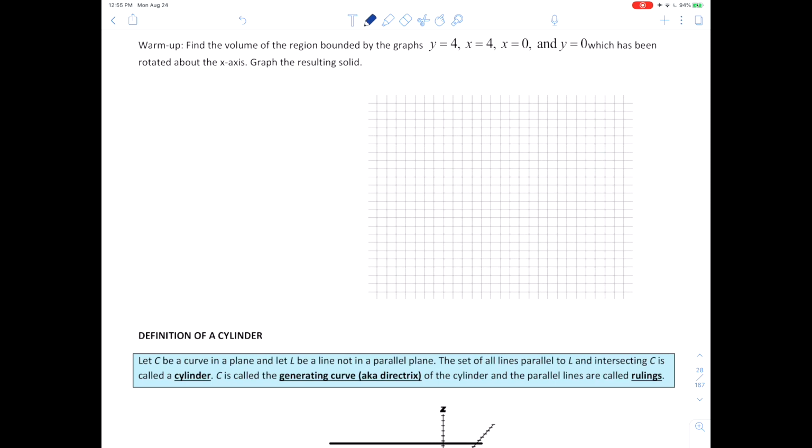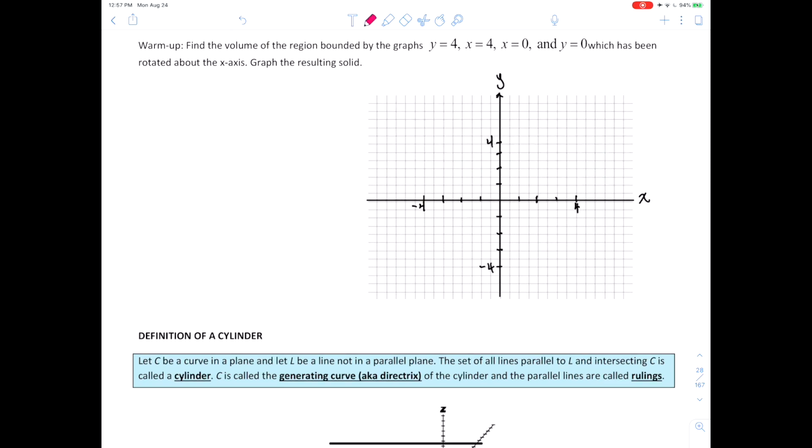And we want to find the volume of the region bounded by the graphs y is 4, x is 4, x is 0, and y is 0, which has been rotated about the x-axis. And then we want to graph the resulting solid. So let's check it out.